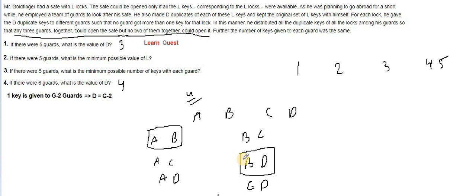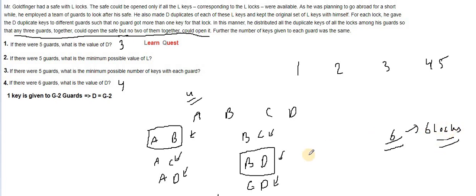Then what could be the number of locks? Well, each one of them is lacking one key. He is lacking one key, he is lacking one key, he is lacking one key. 1, 2, 3, 4, 5, 6. So I can simply say they would be lacking 6 keys. So there will be 6 locks at least.